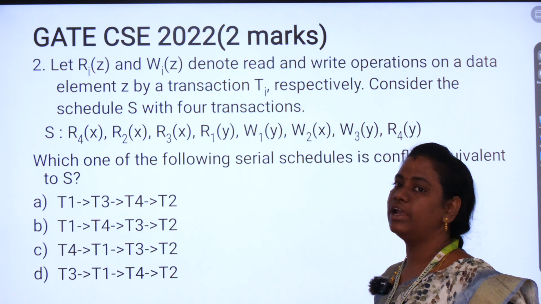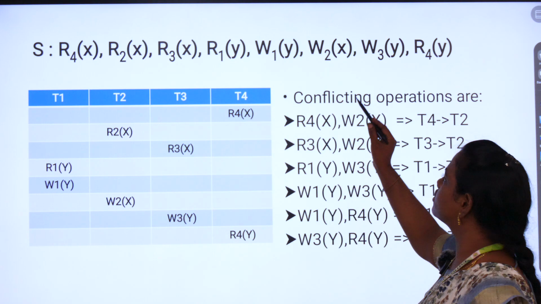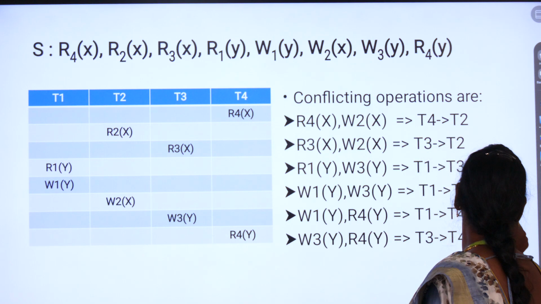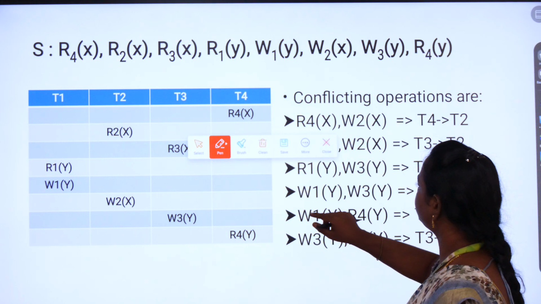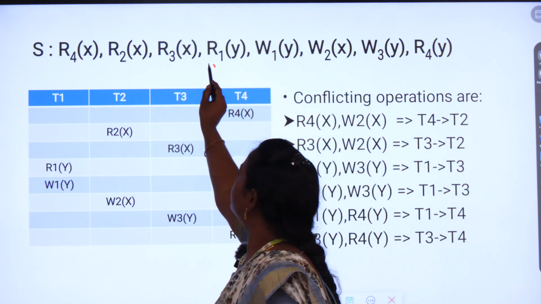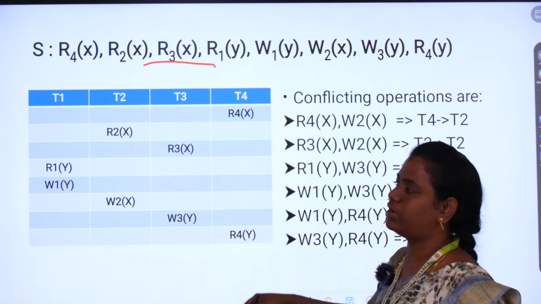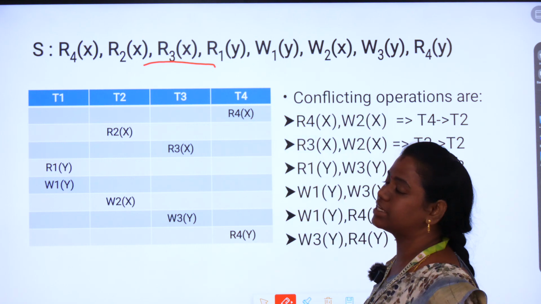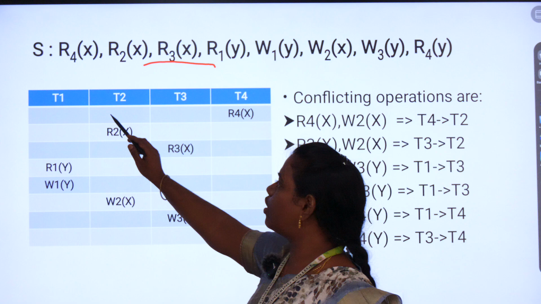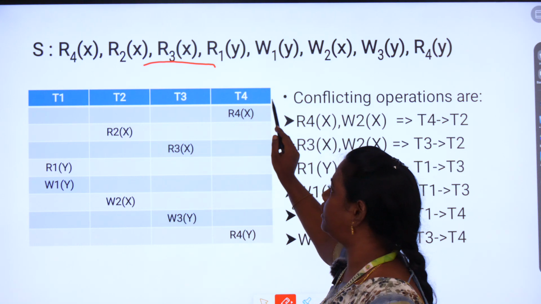Okay, we need to find the given schedule. So this is our schedule that is given in the question. Now I am going to convert this schedule into table form. Here the total number of transactions involved is 4, so I have divided it into 4 columns, that is T1, T2, T3, T4.